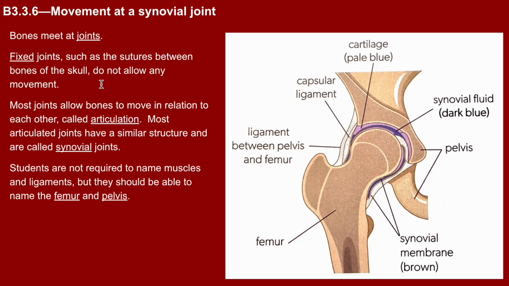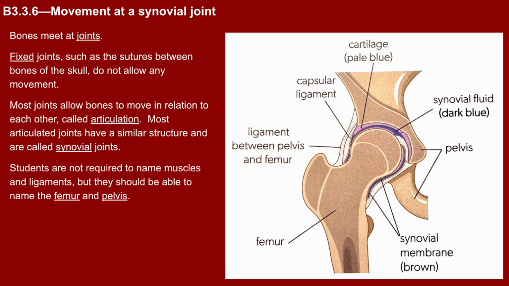Okay, but most of our joints are joints that allow for bones to move, called articulation. Most articulated joints are called synovial joints because they have some synovial fluid, which acts as a lubricant, which allows for those joints to move with low friction. And yes, you're not required to name muscles and ligaments, but you should be able to name the femur, which is the bone that goes in your upper leg, that one large bone there, as well as the pelvis, which is where your hip bone is. Your hip joint, I should say, is where your pelvis meets your femur.